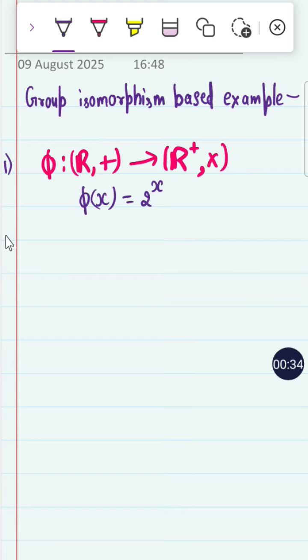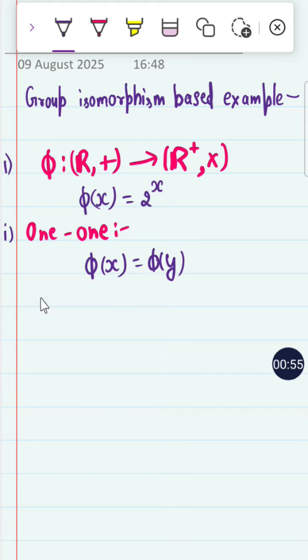So first we have to prove it is a 1-1 map. How to prove that it is 1-1? For 1-1 we should always take phi of x equals phi of y, which gives you x equals y. Then it is 1-1.